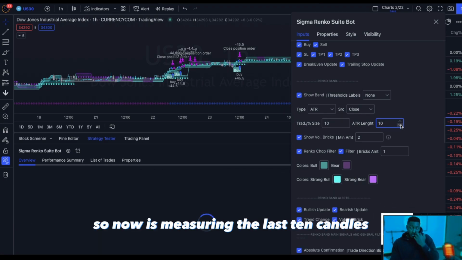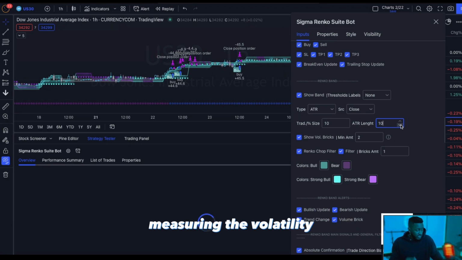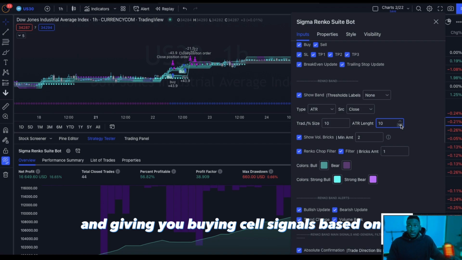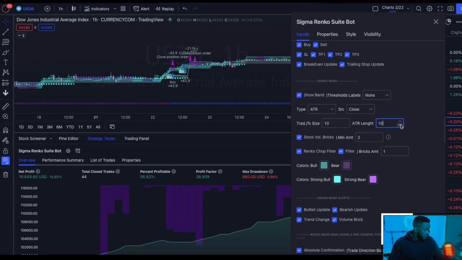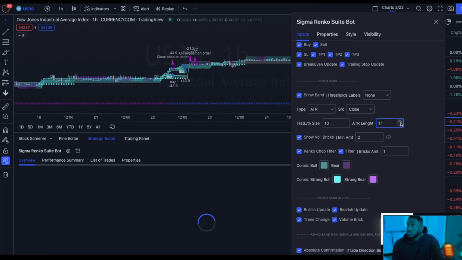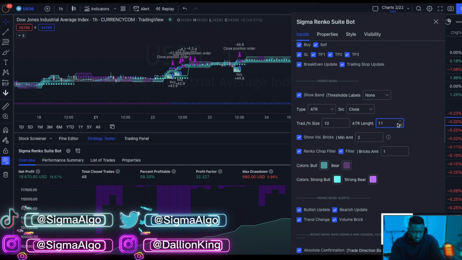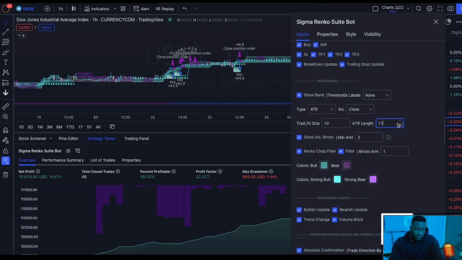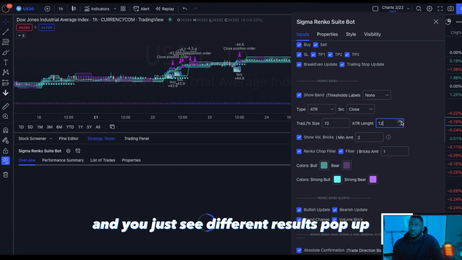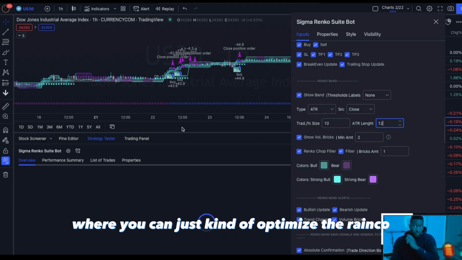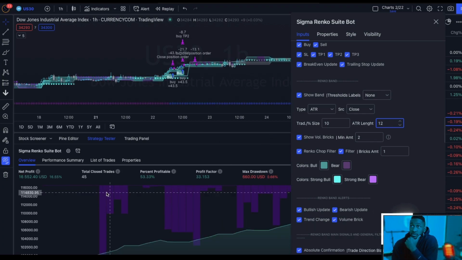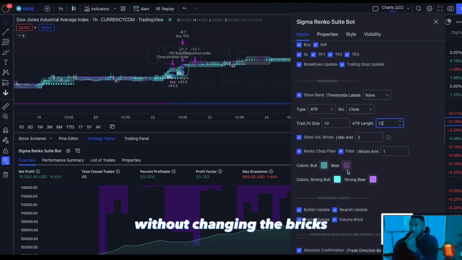You know, let's go with 10. So now it's measuring the last 10 candles, measuring the volatility, and giving you buy and sell signals, or creating new bricks based on that criteria, right? And now all you gotta do is just click up. Right, you click up and you just see different results pop up. So there's another way where you can just kind of optimize the Renko bricks and stuff like that and go from there, right? And same thing that happens now without changing the bricks.